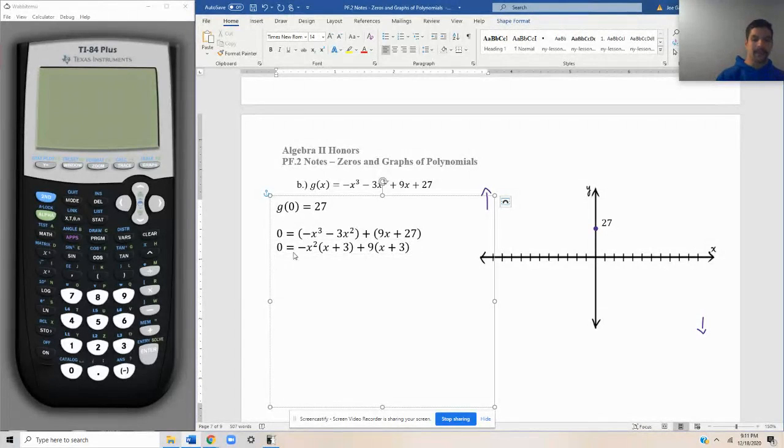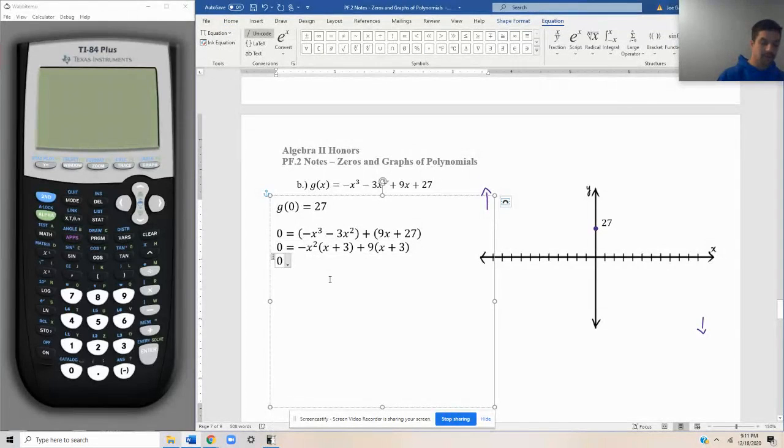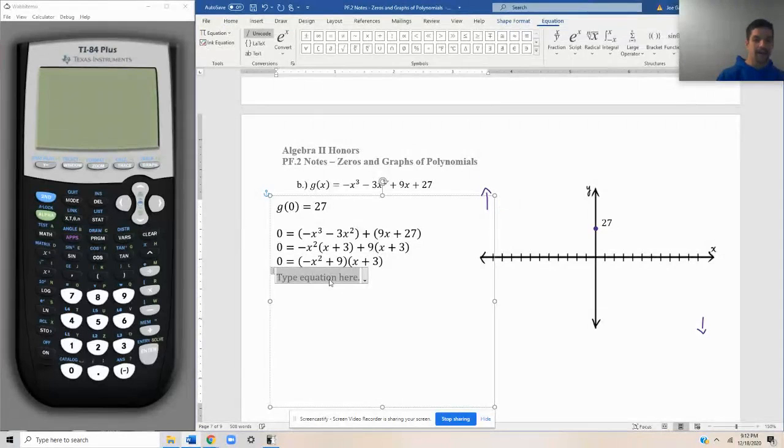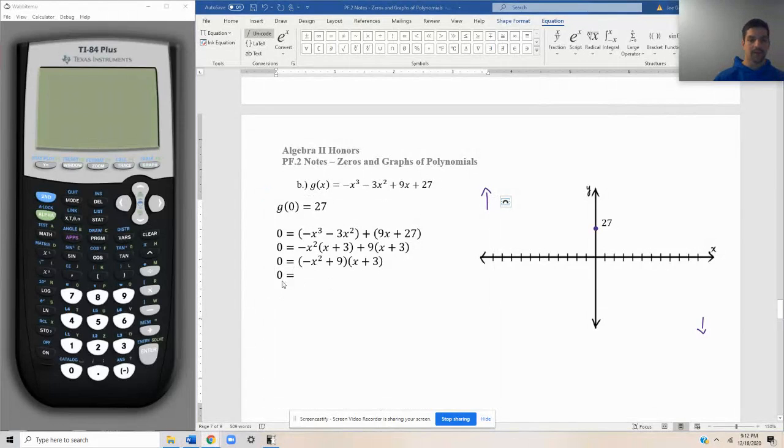At this point, I can take my 2 coefficients and group them as a factor. So this would be negative x squared plus 9, times x plus 3. I can factor this a little bit further. At this point, you could set both factors equal to 0 and solve, but I'm going to factor a little further and factor out a negative from my first group, which would leave me x squared minus 9. My x plus 3 I'm just going to keep here for the time being.